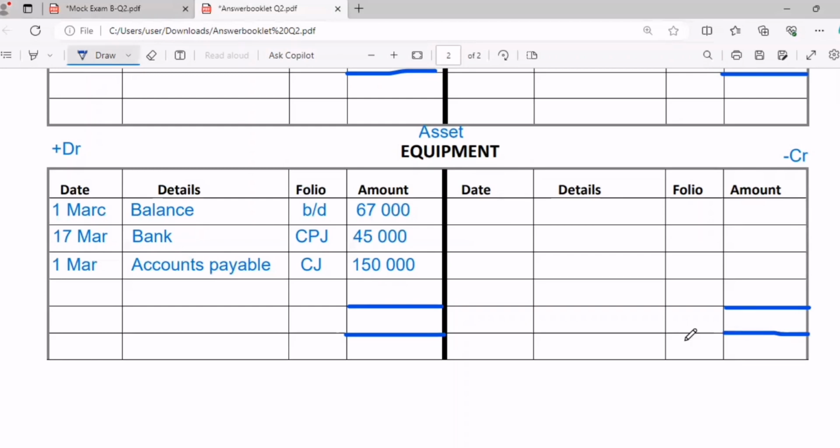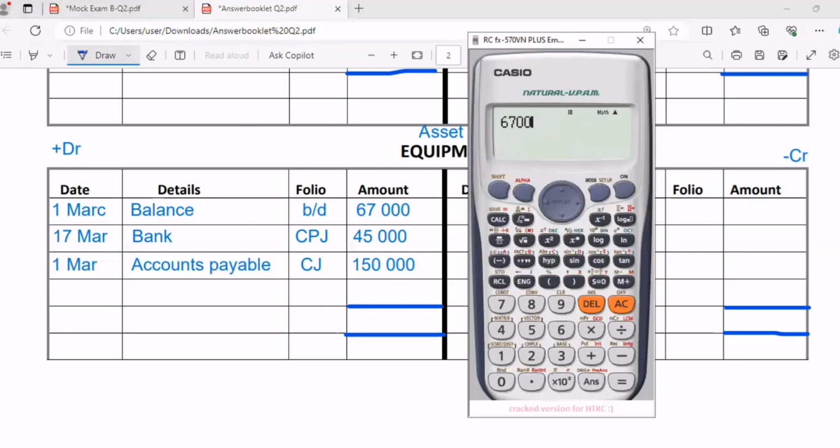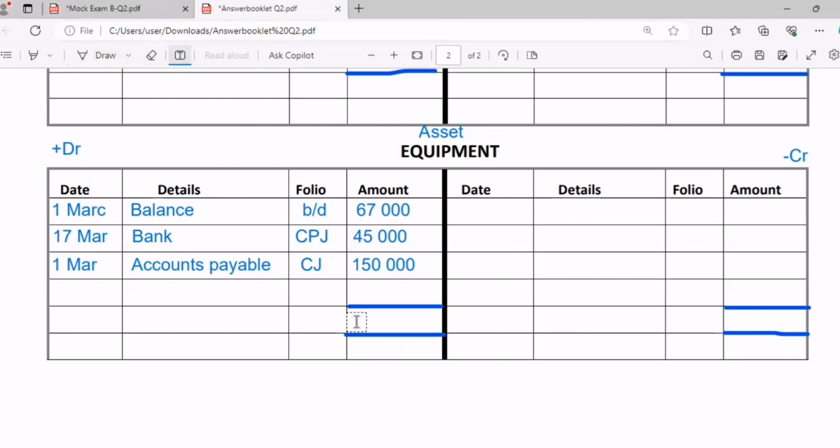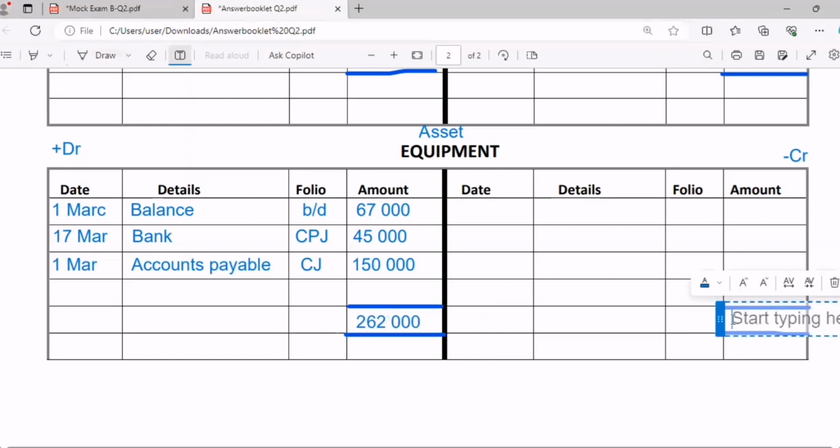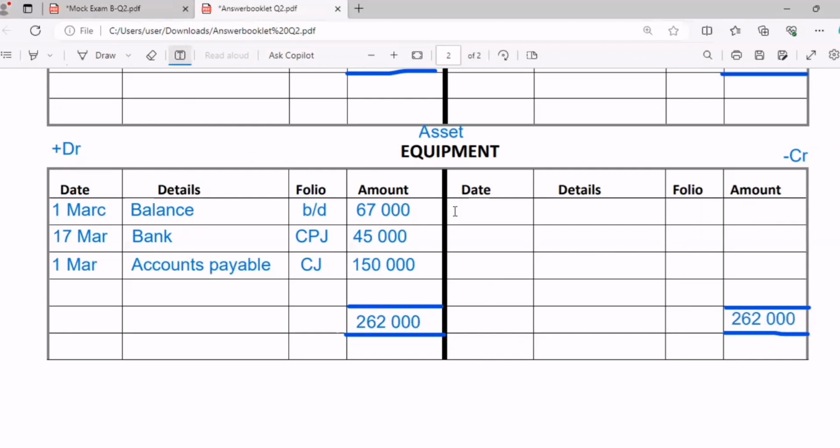So we are closing off the account. So opening balance is 67,000. And then equipment purchased for cash, 45,000. Equipment purchased on credit, 150,000. So the total is 262,000. So now the balancing figure would be shown on the credit side.